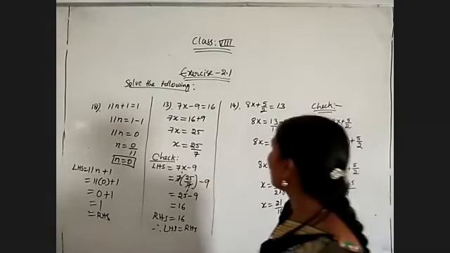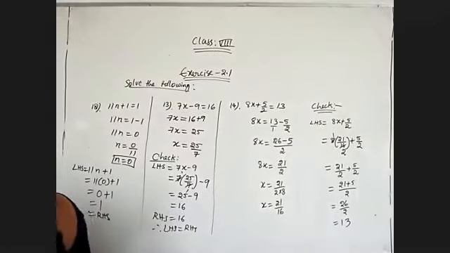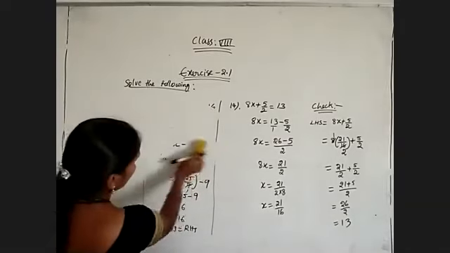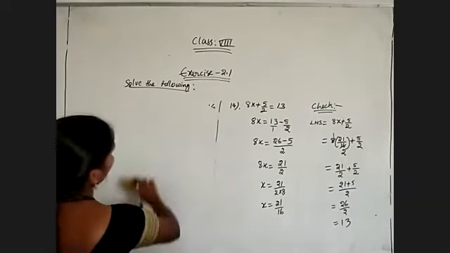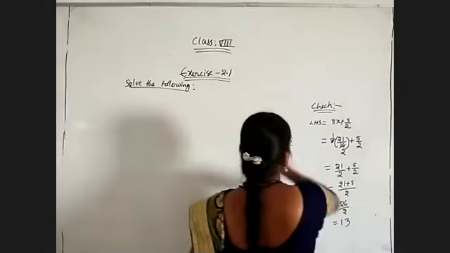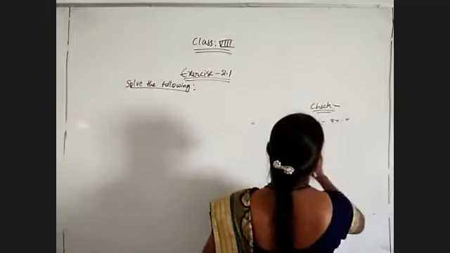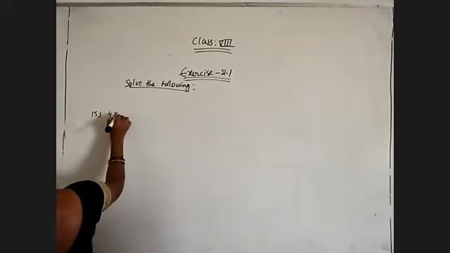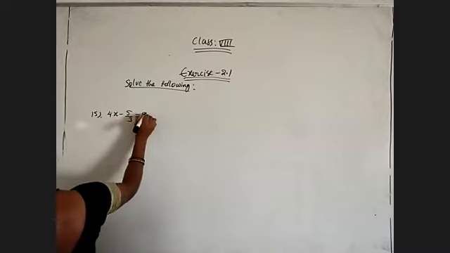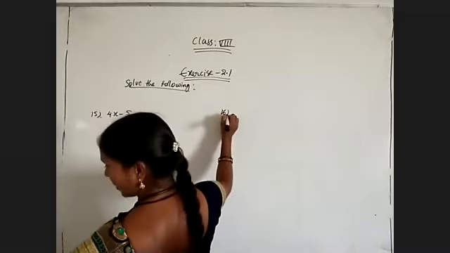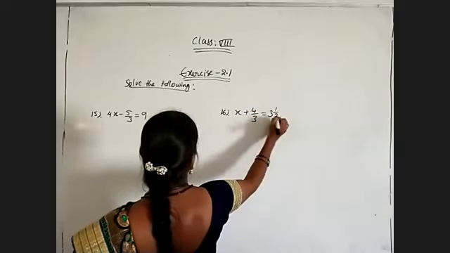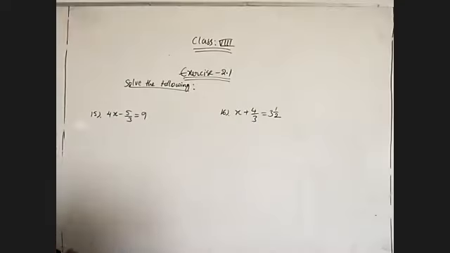Okay. Now coming to the next type of question. After this, I will give you some questions. So simplify those questions yourself and check the result also. Fifteenth question: 4x minus 5 by 3 is equal to 9. And the 16th question: x plus 4 by 3 equal to 3 1 by 2. All these problems are from the first exercise.